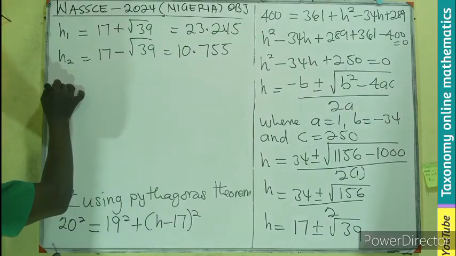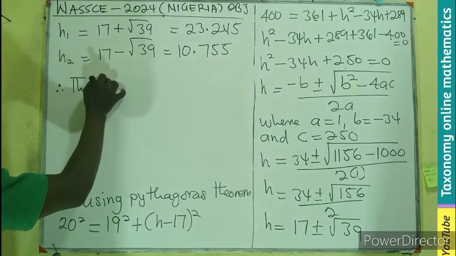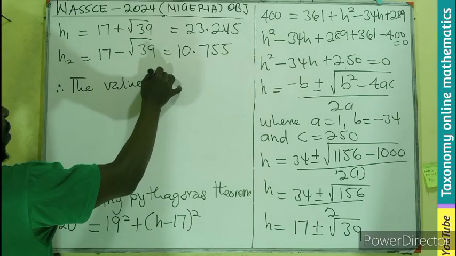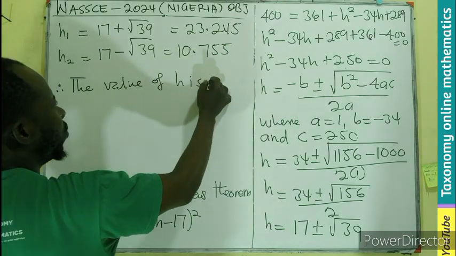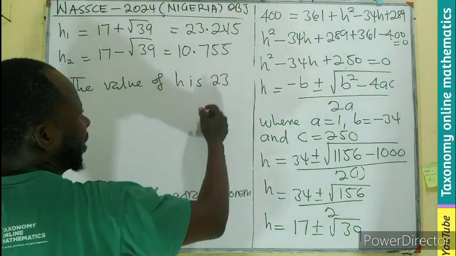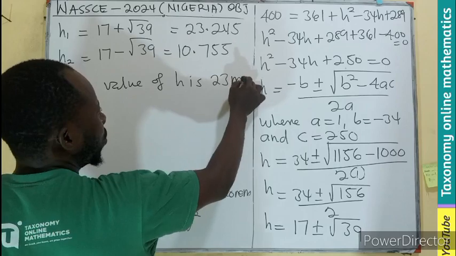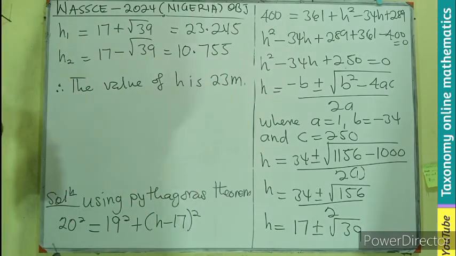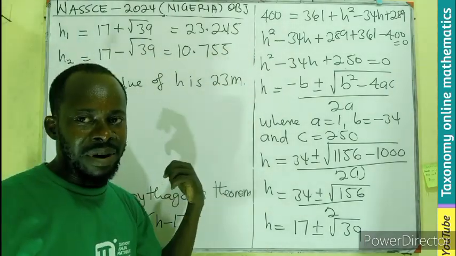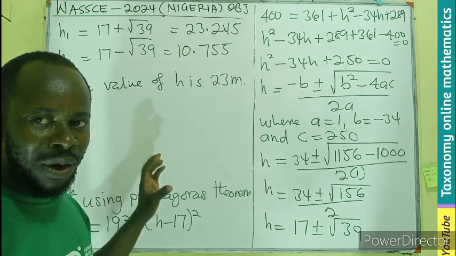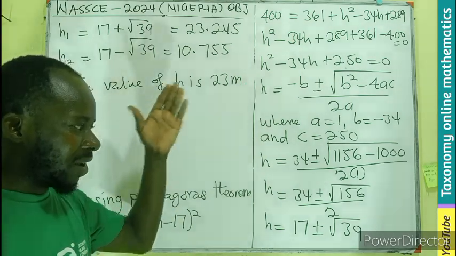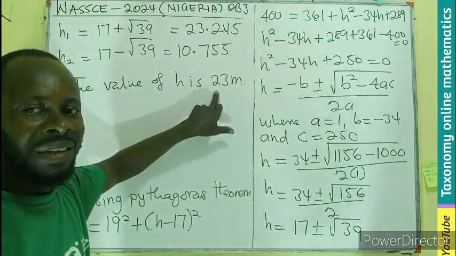So I'll say that, therefore, the value of h is going to be 23. I think the measurement was in meters, so 23 meters as the value of h from that diagram. I hope the concept developed from the beginning, right away, giving us this, is understood.